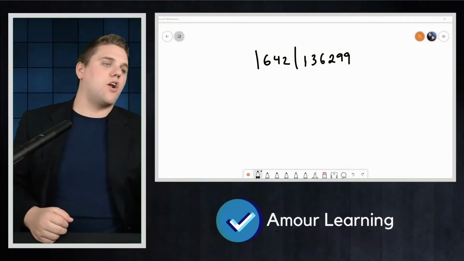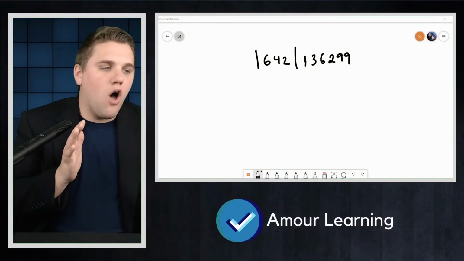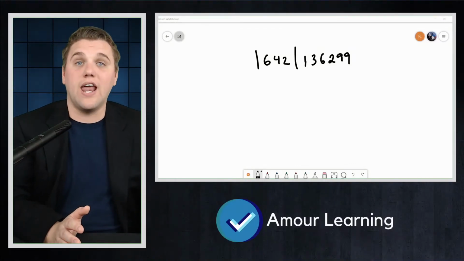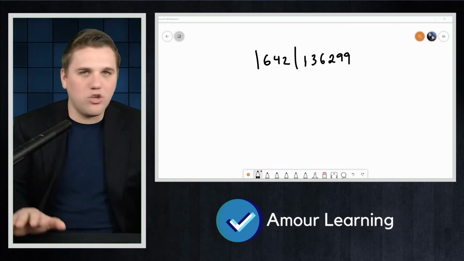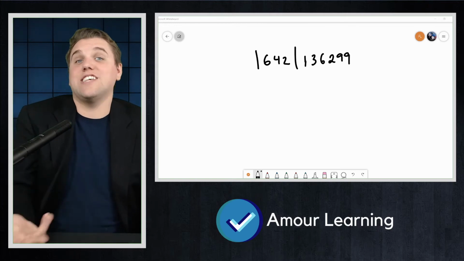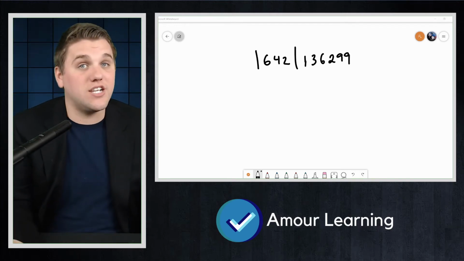In the last video, we discussed divisibility, and we discovered a process of finding if 1,642 divides 136,299 without actually using division. We checked this without using division. We essentially guessed and checked using multiplication instead.